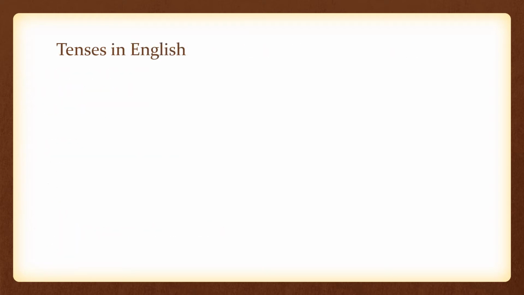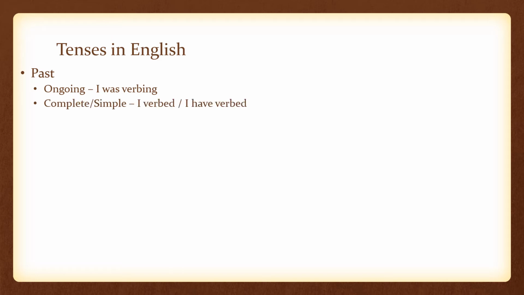Now, let's talk about tense. This is when the action takes place. In English, we have basically three tenses. Let's start with the past tense. Our past tense can be ongoing, I was verbing. Our past tense can be complete or simple, I verbed, I have verbed. Or our past tense can be emphatic, I did verb, I had verbed.